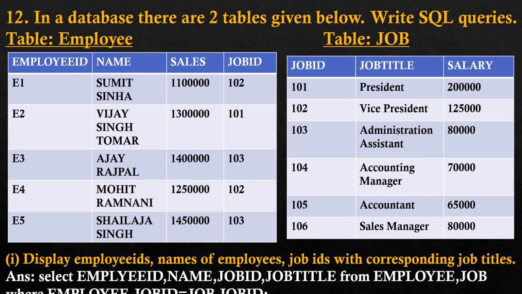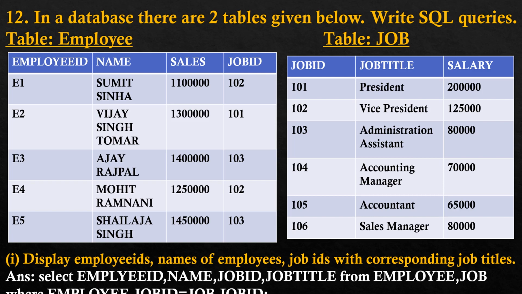Here we have to fetch data from both the tables, so for that purpose we have to join the tables. Here we are joining the tables by using an equality condition. So select employee ID, name, job ID, job title from employee, job, where employee.job ID is equal to job.job ID. This is how you can join these 2 tables, employee and job.